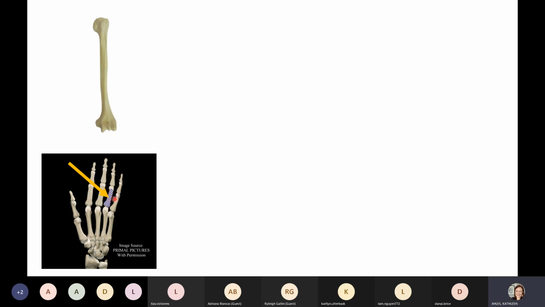When I look at this bone, based on those definitions, what might the classification of this bone be? What do we think? Long bone, short bone, flat bone, irregular bone. Any thoughts based on those definitions?